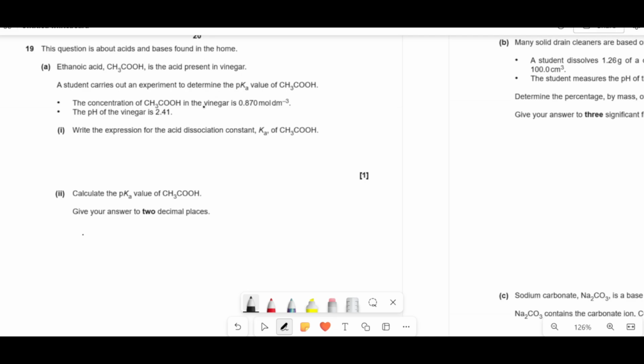This question's about acids and bases found in the home. Ethanoic acid is the acid present in vinegar, and they do an experiment to find the pKa of this. The concentration of this is this, and the pH is that.